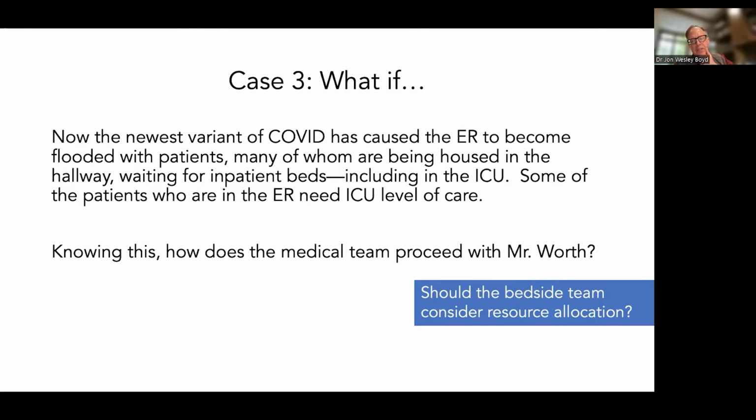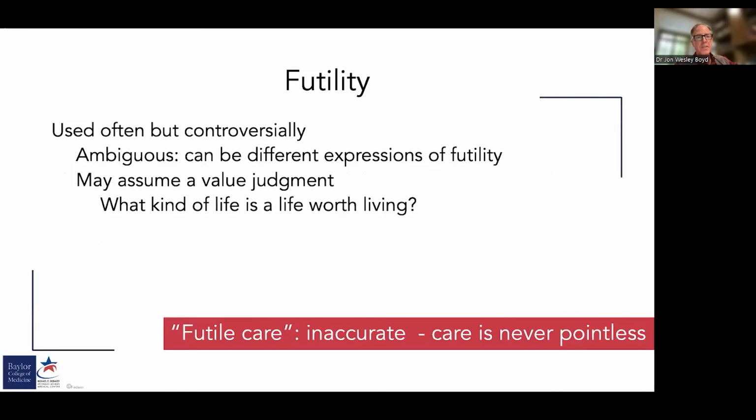Should the bedside team consider resource allocation? It's a good question. I don't really know the answer. In some situations, chiefs of staff or other hospital personnel may step in and actually take Mr. Worth out of the intensive care unit, put him into a regular hospital bed, which would almost definitely hasten his death, for the purpose of trying to put someone into the intensive care unit who actually has a chance of benefiting from the care. So it really, at this point, comes down to resource allocation and decisions made by medical staff members in situations like this.